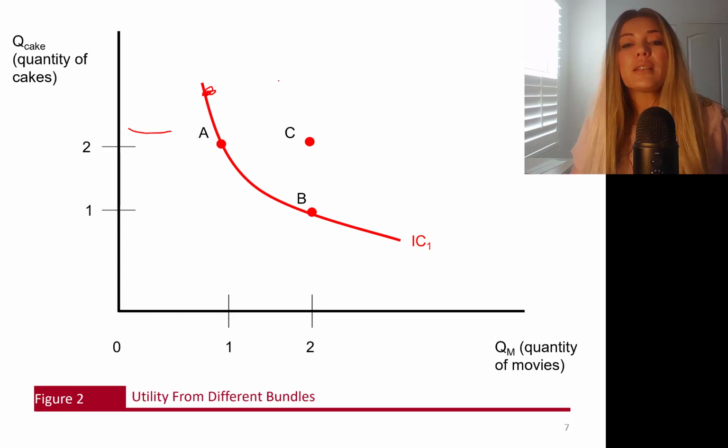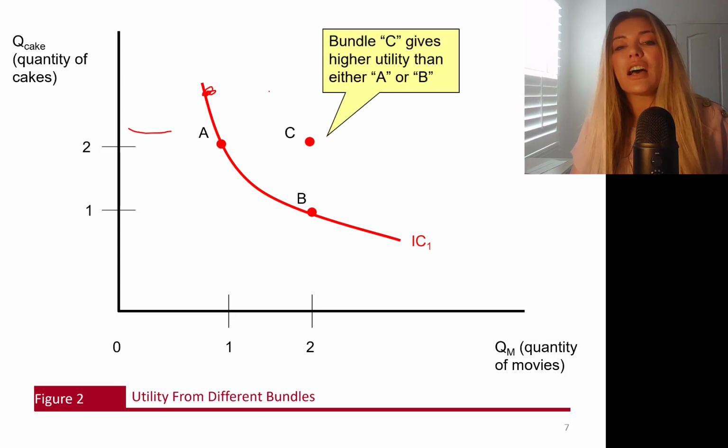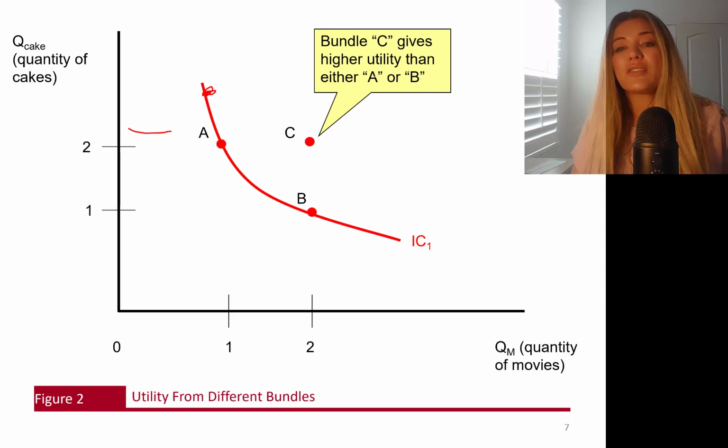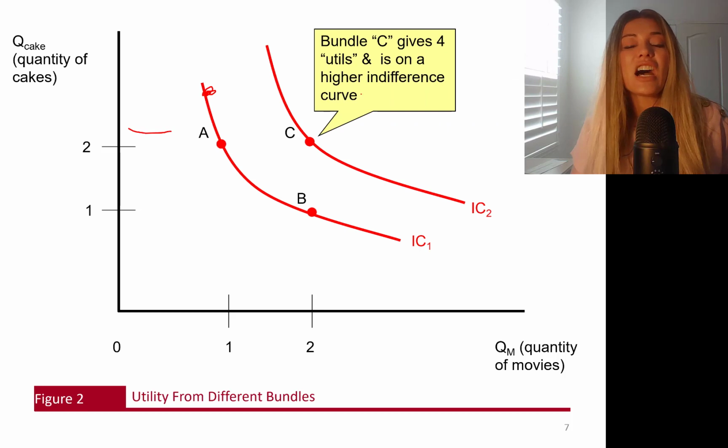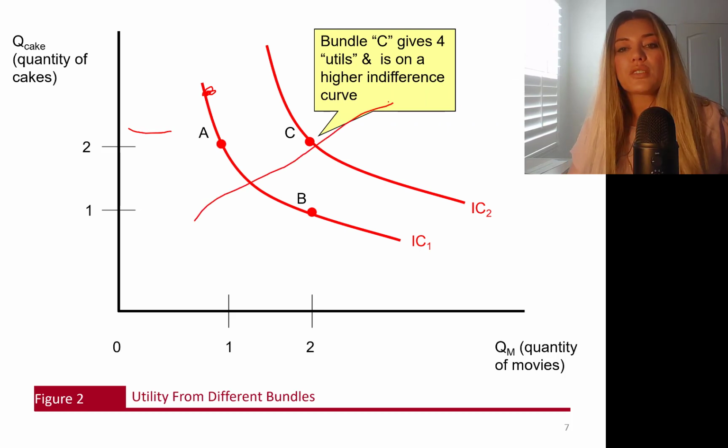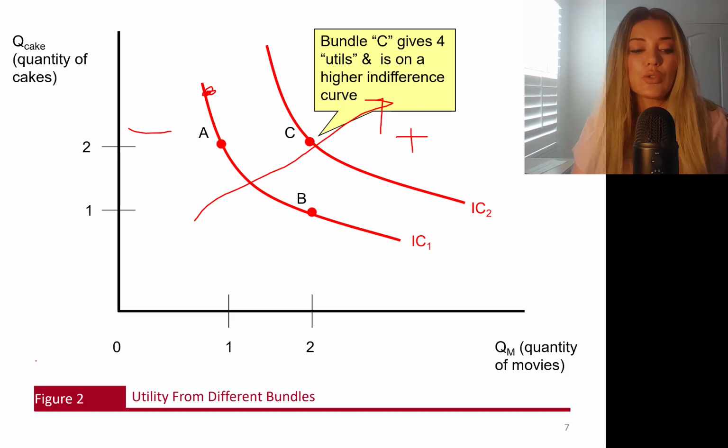If you look at point C, it's going to lie on a higher indifference curve. So bundle C gives higher utility than either A or B, so it's going to lie on a higher indifference curve. Higher is better, okay? You want to move towards this direction. As you move towards this direction, it's a positive increase in your utility.